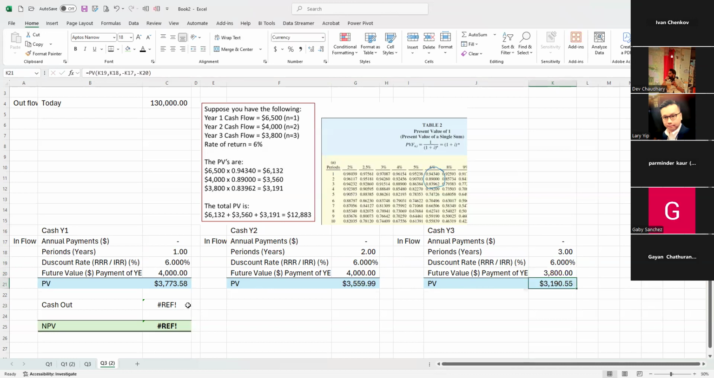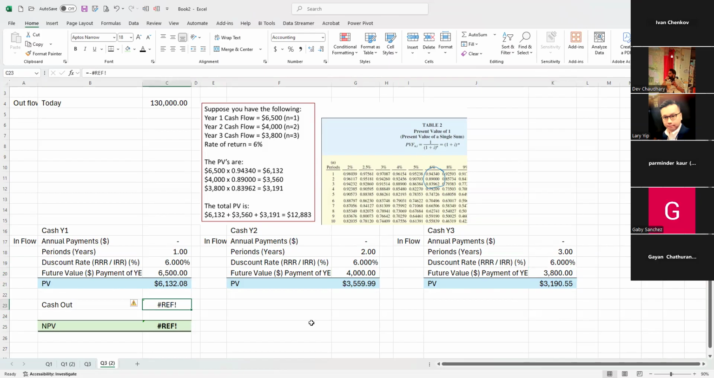So now we can see at the end of the first year, we're going to get 6,500. So we can see, what's the value today of the 6,500, which we're going to receive at the end of the first year? What's today's value of the 4,000 that we're going to receive at the end of the second year? And how much is the value today of the 3,800 that we're going to receive 3 years from now, if the discount rate is 6%.